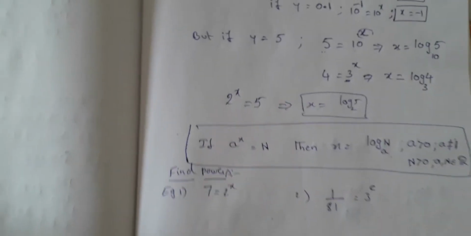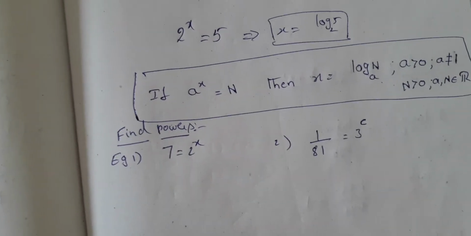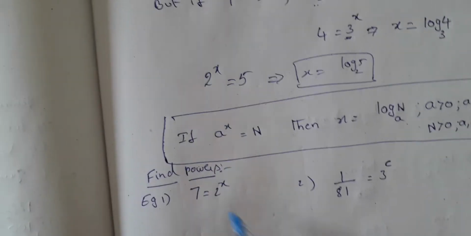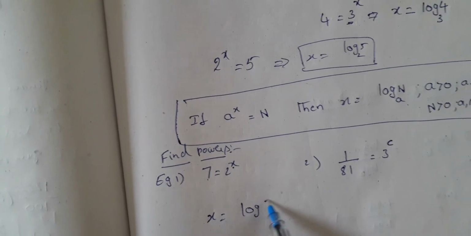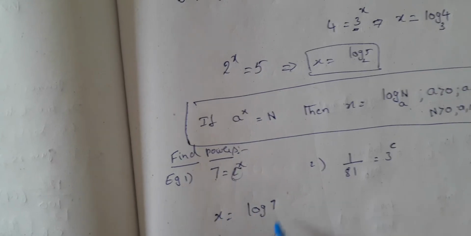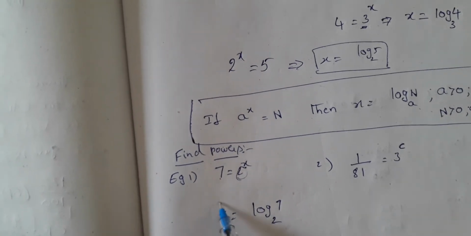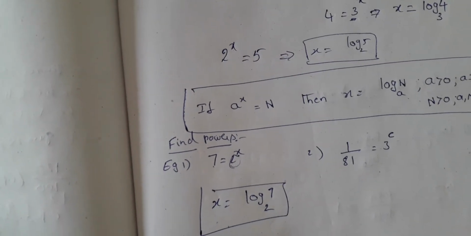Now let us find out the powers in a few examples. 7 is equal to 2 power x. We need to find out the power. Now x is equal to, take log on the LHS, 7. Now the base will be the base here. x is equal to log 7 base 2.